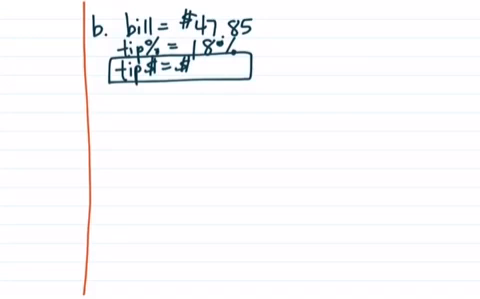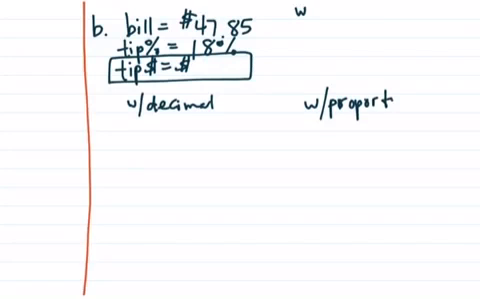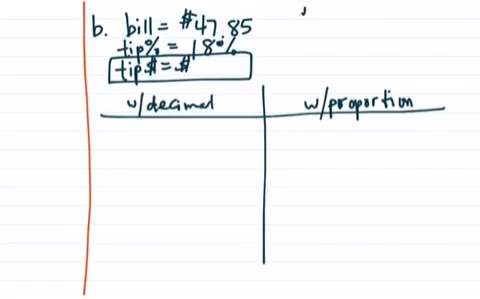Moving on to example B. Problem B. 2 businesswomen are having lunch at a restaurant. Their bill came to $47.85, and they want to leave an 18% tip. What is the amount of the tip? So I'm going to show you 2 different ways to calculate this. The first way is using a decimal, and the second way will be using a proportion. You can use either method, because there are multiple ways you can set this up.